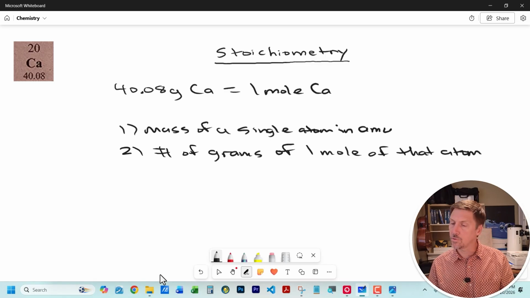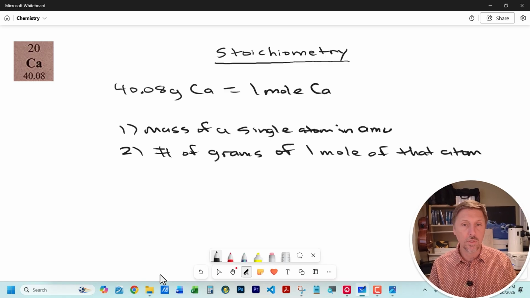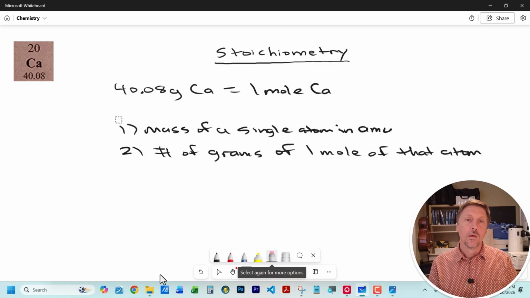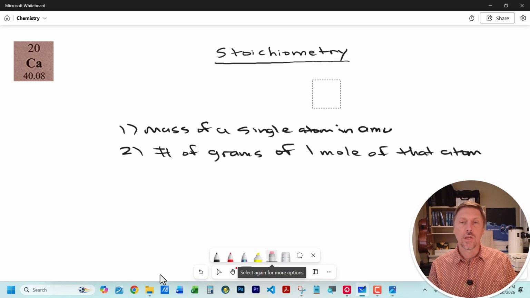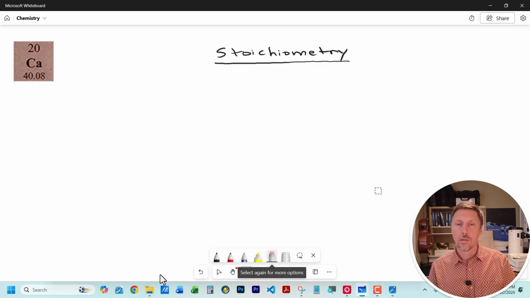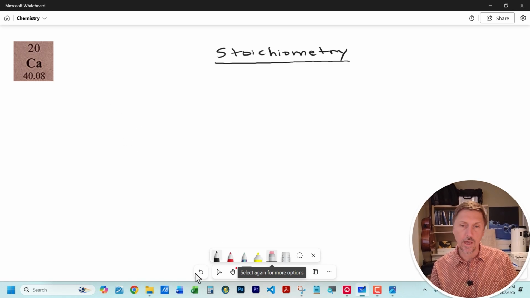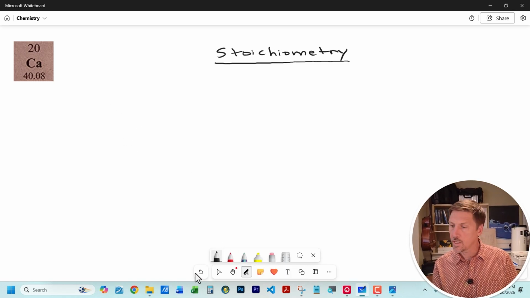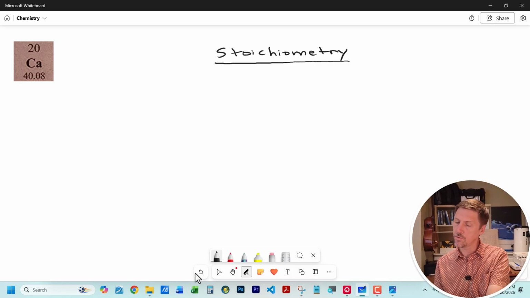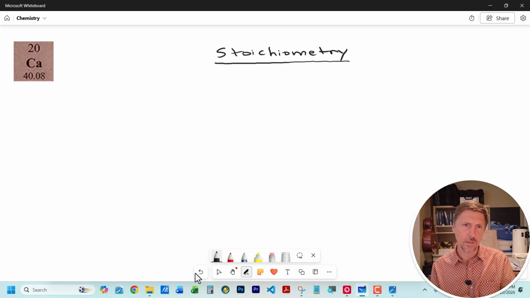In order to do that, I want to go to example 7.1 in the book. So if you will turn there, what does example 7.1 say? Well, in that particular problem, we don't have calcium. Instead, we have a single molecule of glucose.